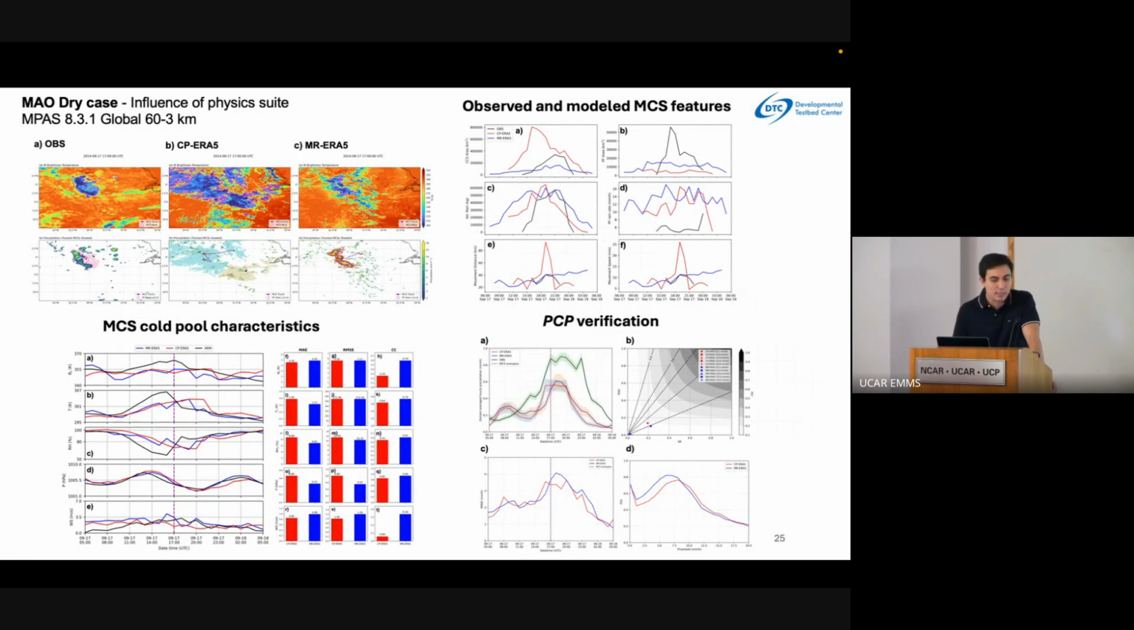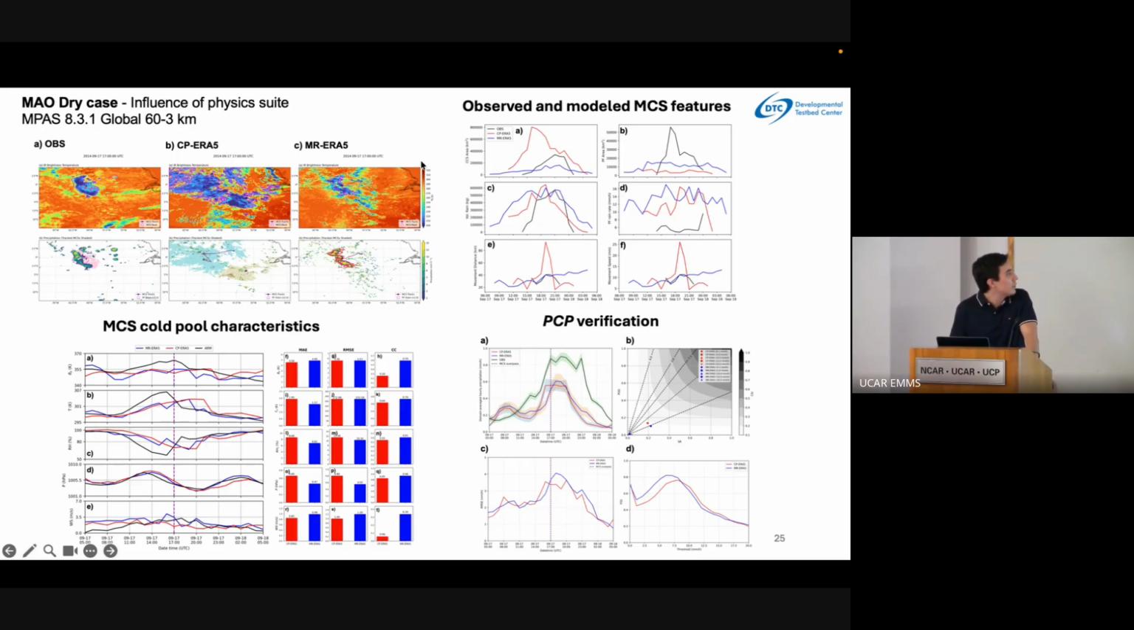So this is another case. Sorry, I ended up not mentioning the previous case was during the wet season in the Amazon. That is supposed to be more difficult to reproduce. And this is a dry case during the dry season, but it's still very difficult to reproduce the MCS features. It's slightly better than before, but it's very different from the mid-latitude cases.